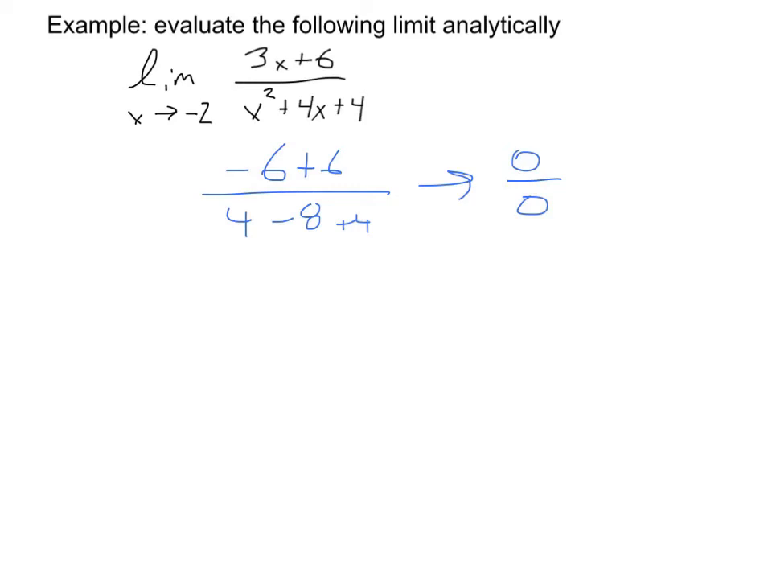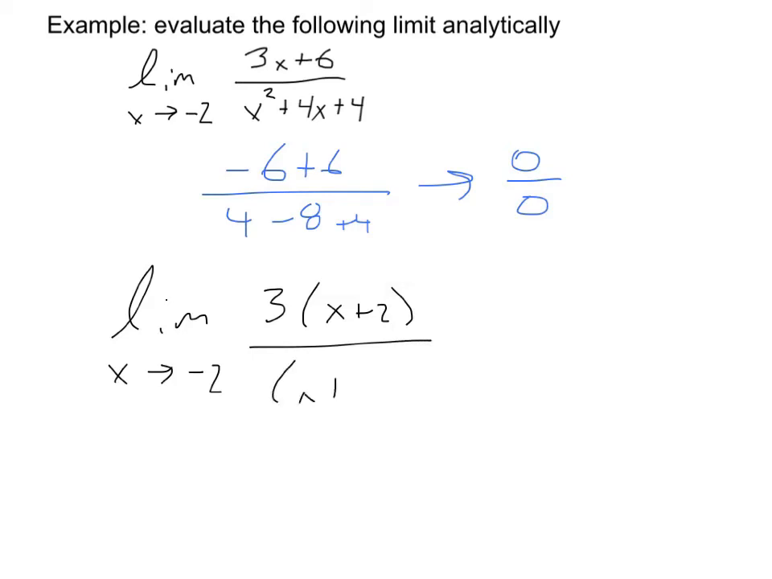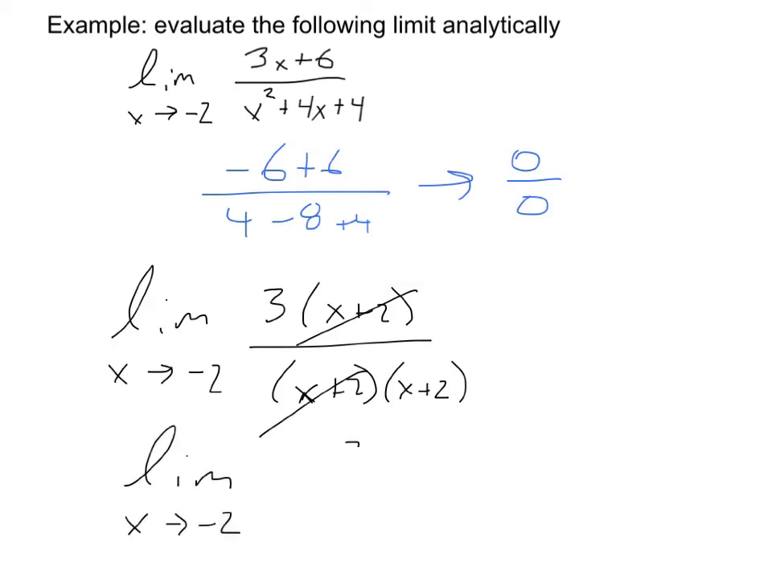So to try harder, we rewrite our limit, and I simplify. I factor, right? 3 times x plus 2 over x plus 2 times x plus 2. Okay? Well, notice that there's an x plus 2 that will be eliminated from the top and the bottom. When I do that, I have the limit as x approaches -2 of 3 over x plus 2.